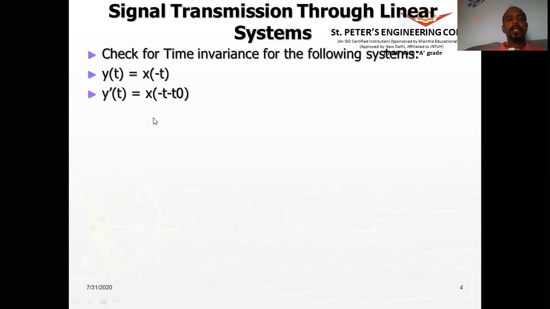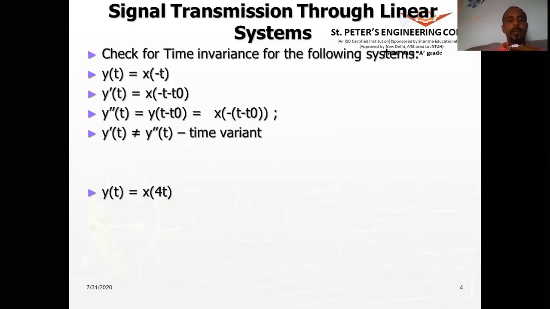Next, what is the delayed signal? That means go to y of t, replace each t with t minus t naught. So in the x term you will get x of minus of t minus t naught, which is not the same as y dash of t. So therefore y double dash of t is not equal to y dash of t. So therefore the system is not a time invariant system. It is a time varying system. It varies with time. It is not the same.